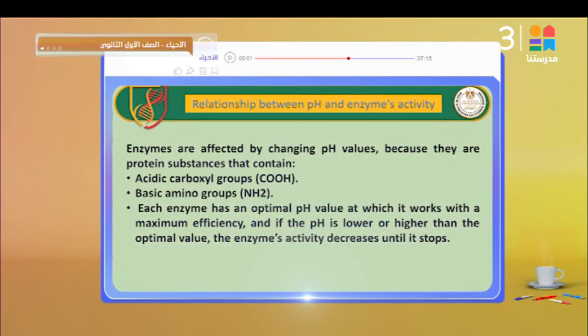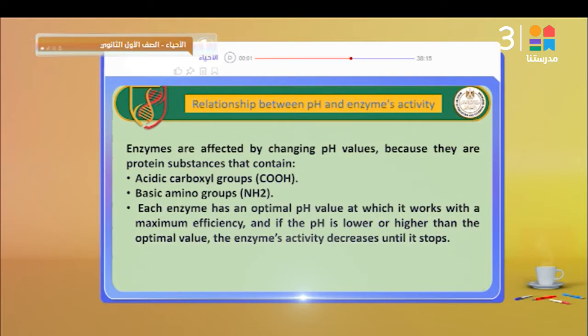Each enzyme has an optimal pH value at which it works with maximum efficiency. As in the previous explanation about temperature, the side factor affecting the enzymes here is the pH. Each enzyme has an optimal pH, meaning the enzyme works most efficiently at this point of pH, and it differs from one enzyme to another. If the pH is lower or higher than the optimal value, the enzyme activity decreases until it stops.